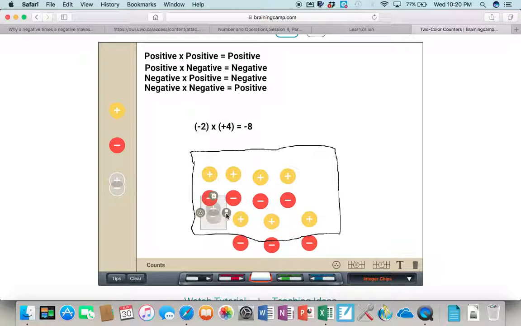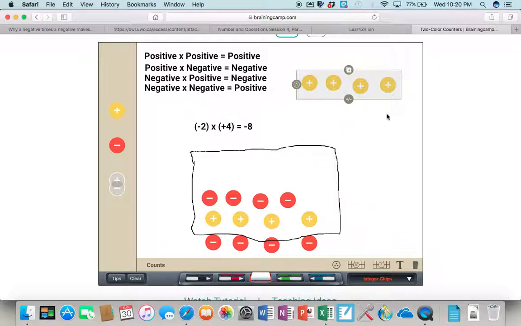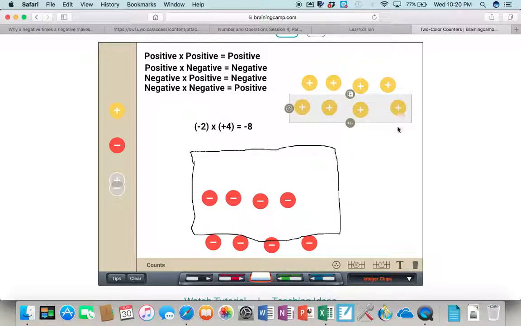Okay, now I still have 0. I still have 0 here because each of these positives is matched with a negative. But with this version of 0, I can take away 2 groups of positive 4. So here is a group of positive 4, and I'm going to take it away. I'll just put it there for now. And here's another group of positive 4 that I'm going to take away. So they are away. And what's left?